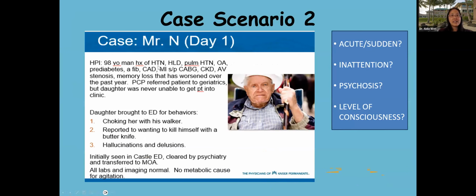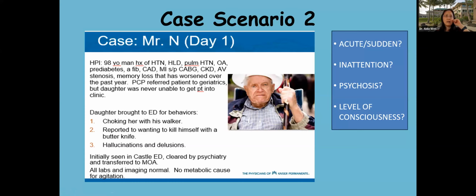This is a 98-year-old man. He has a history of high blood pressure, hyperlipidemia, high cholesterol, pulmonary hypertension, lung disease, osteoarthritis. He's pre-diabetic. He's got AFib, or heart arrhythmia. He has heart disease with a heart attack in the recent past, and even had bypass surgery, kidney disease, valve stenosis in his heart, and memory loss that's worsened over the past year. He's very complicated.